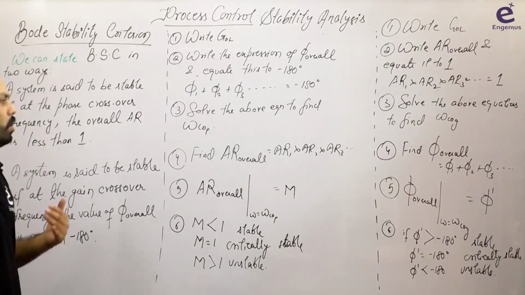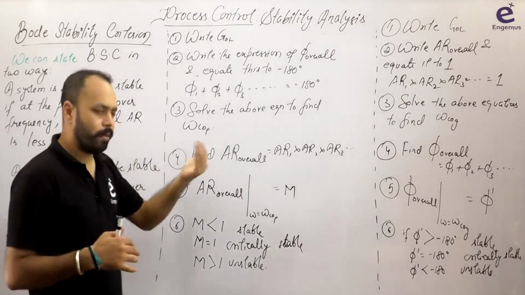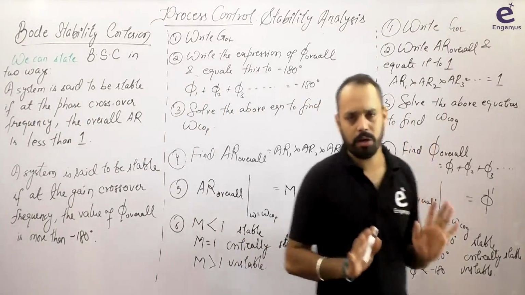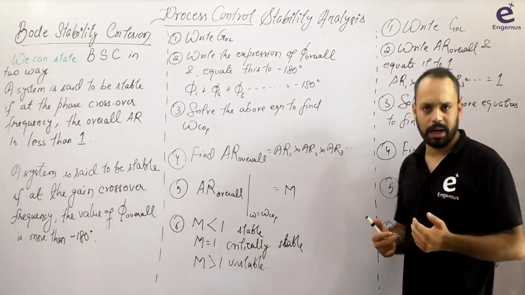And I told you, don't get confused. No need to check everything by both the methods. Okay, don't worry. अगर यहाँ से stable आ रहा तो यहाँ से भी stable आएगा. Don't worry about that. But these are two different ways of stating Bode stability criteria.